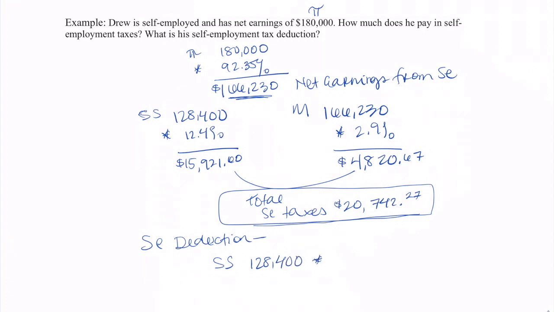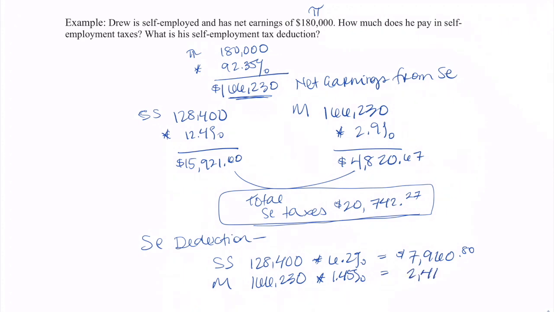$128,400 times just the employer's portion, the 6.2%, or $7,960.80, plus the Medicare deduction for the employer, or what would be the employer, since we're thinking about a self-employed individual. We take the net earnings from self-employment, multiply by the 1.45%, and get $2,410.34. And the sum of those two, $10,371.14, is the total SE deduction.